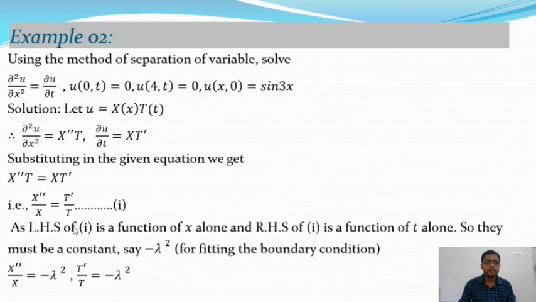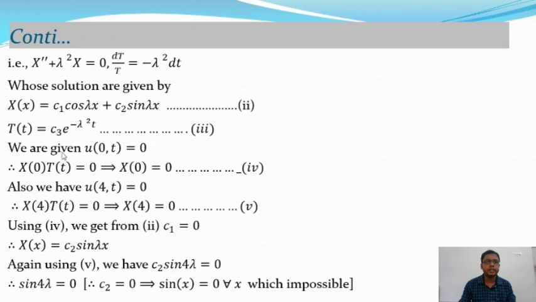Okay, so therefore from equation 1 we will get X double dash by X is equal to minus lambda square, and T dash by T is equal to minus lambda square. So from these two equations we will get X double dash plus lambda square X is equal to 0, and dT by T is equal to minus lambda square dt. Okay, so this is the second order differential equation of x, and from this equation we will get the general solution.